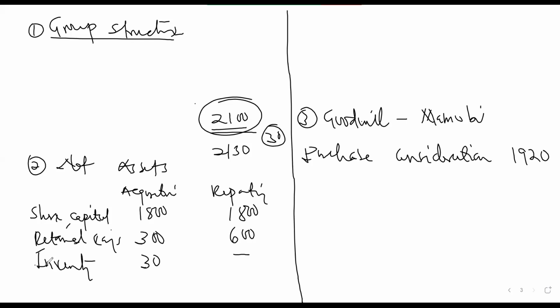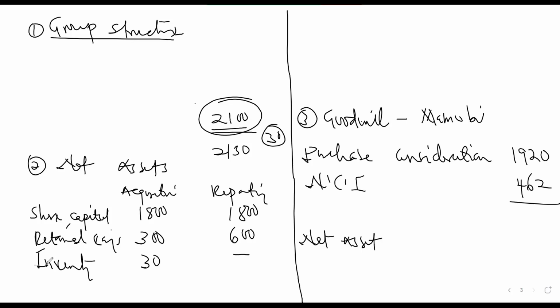What do we do next? We add the NCI, because they are the fair value of the NCI. So what is the fair value of the NCI there? 462. Okay, 462. So if you add the two, what are we having?